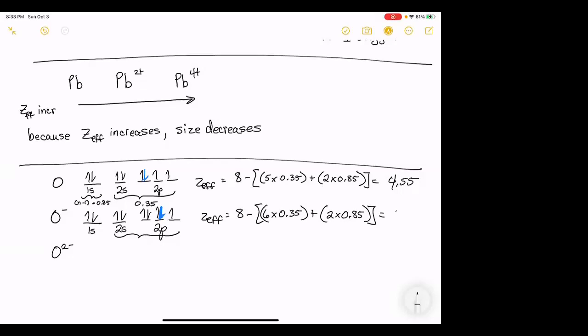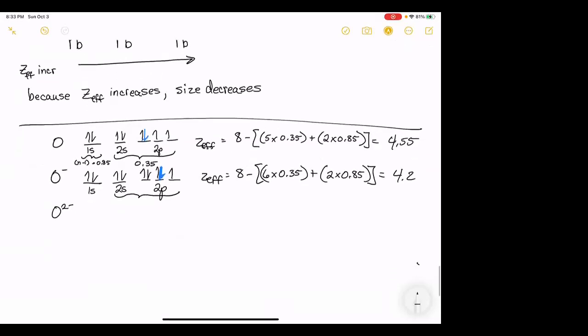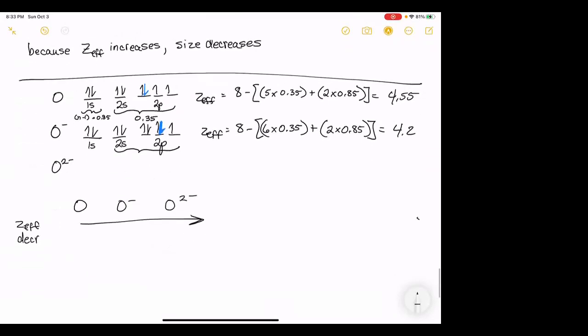I believe it comes out to be 4.2 if I did the calculation correctly. So what you're seeing is, and if we did O2 minus, we'd see the same thing. In other words, what you see is O to O minus to O2 minus. As far as the Z effective, it decreases this direction. And because Z effective decreases, size increases. So there's a direct correlation between the Z effective and the size is the key.